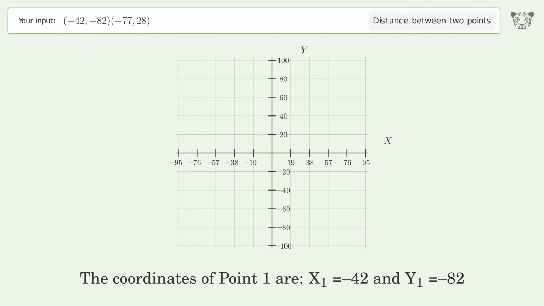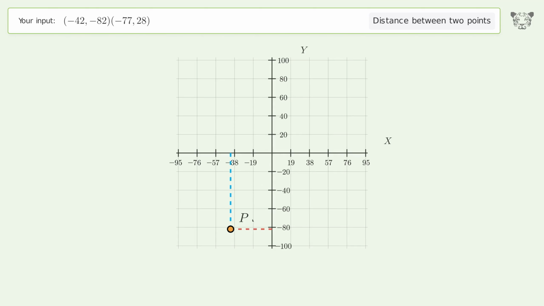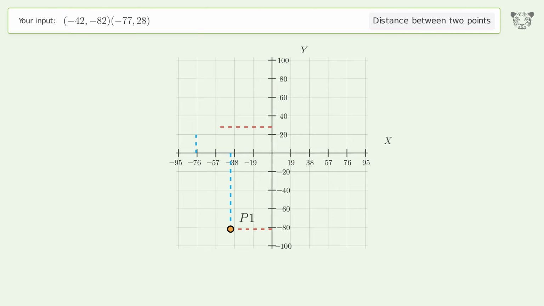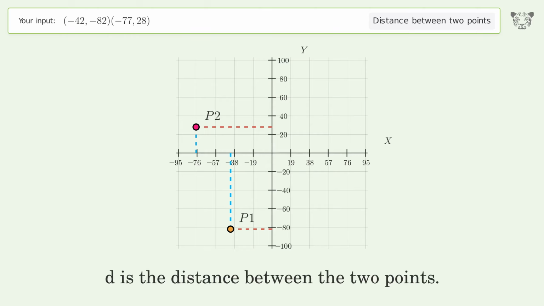The coordinates of point 1 are x1 equals -42 and y1 equals -82. The coordinates of point 2 are x2 equals -77 and y2 equals 28. D is the distance between the 2 points.